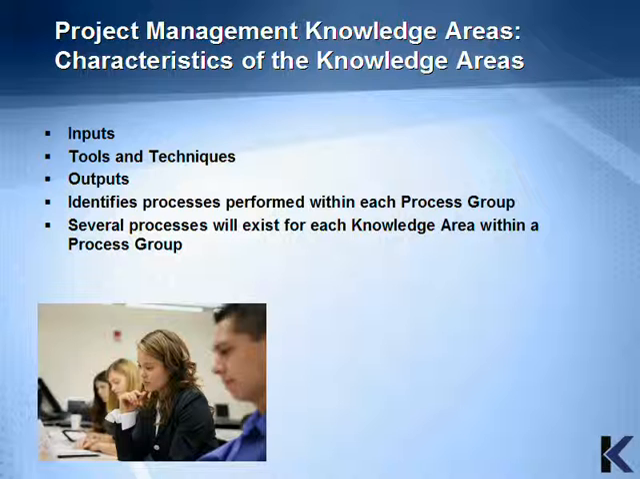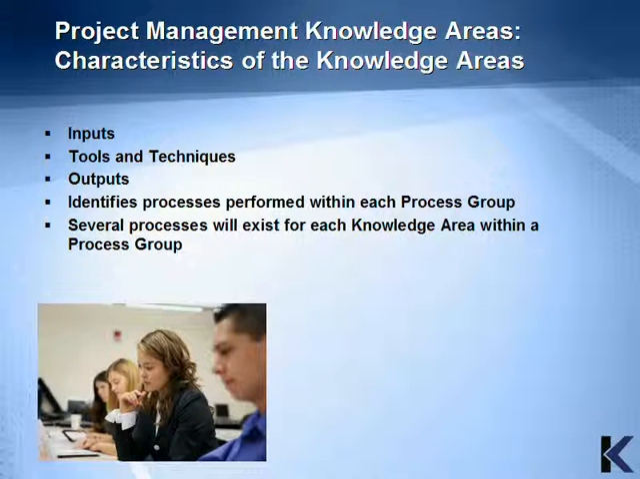Every knowledge area has common characteristics. They all have inputs, tools and techniques, and outputs. They all identify processes performed within each process group, and there are several processes that exist for each knowledge area within a process group. What does this last item mean?